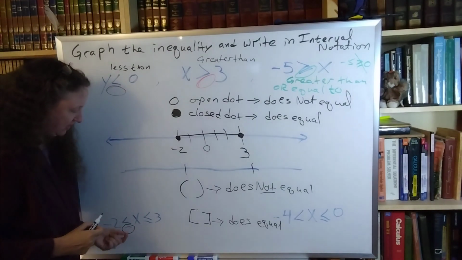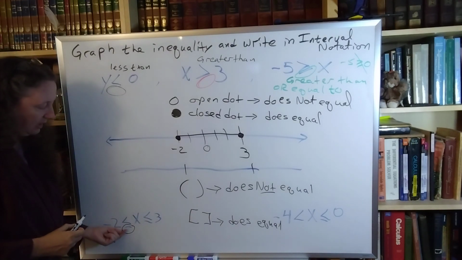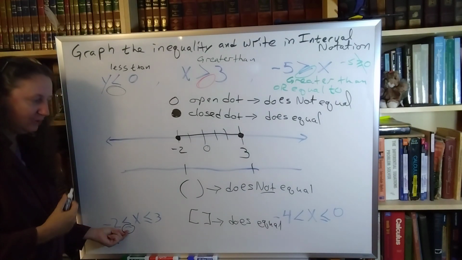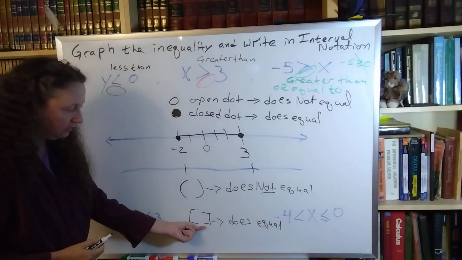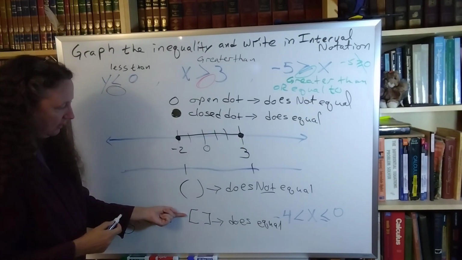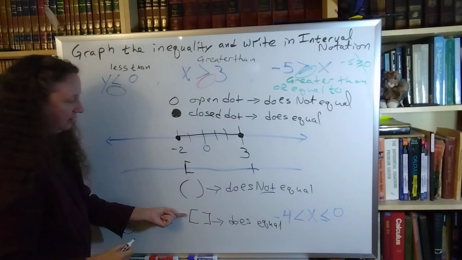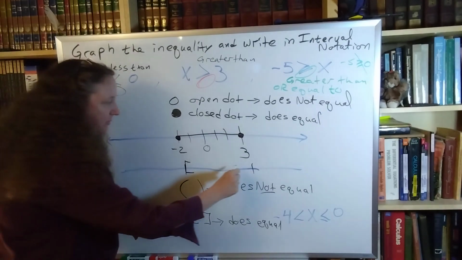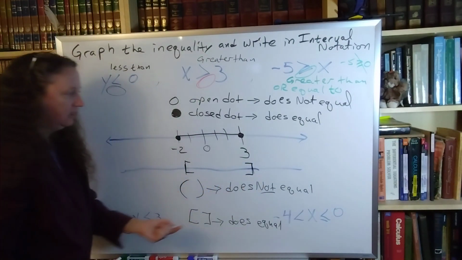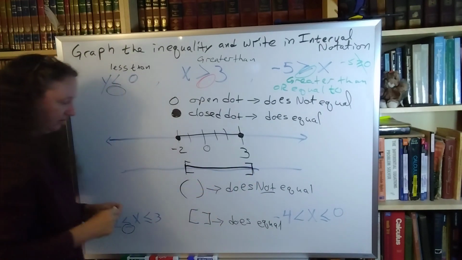Quite similar, very much the same with my parentheses versus brackets. I have that little bar down there saying it could equal, so I have my brackets instead of parentheses. So I'm going to put my opening bracket at the -2, my closing bracket at the +3, and I'm going to put my line to connect them.